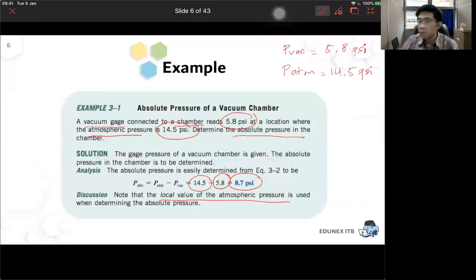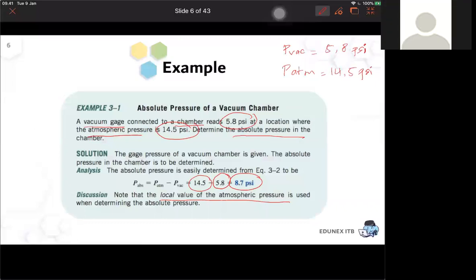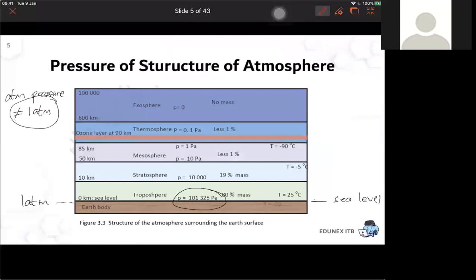Okay, should be clear enough? Or do you have any question? Sir, question, sir. So in the previous slide, sir, if you want to calculate the pressure, what do you use, sir, to calculate the pressure, in regards that the pressure isn't given?